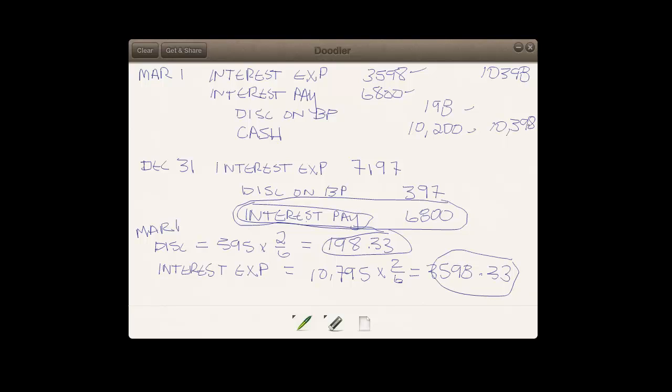Alright, so that wraps up Learning Unit 2. In the next Learning Unit, we'll cover amortization using the interest method.